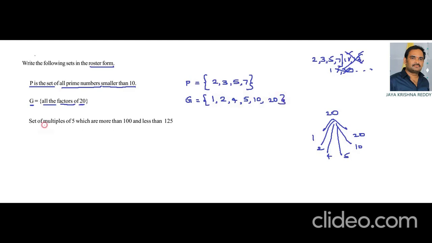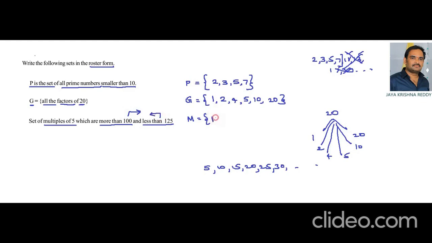And the third one, set of multiples of 5 means the numbers from the multiplication table of 5. So let us take its name as M or any capital letter from English alphabet equals to multiples of 5. So multiples of 5 means 5, 10, 15, 20, 25, 30 and so on like that. But we have to take the multiples by this condition, more than 100 and less than 125. The multiple should be more than 100, okay, and less than 125.